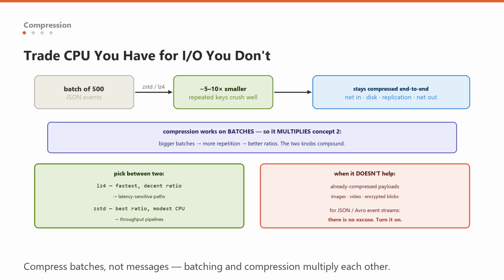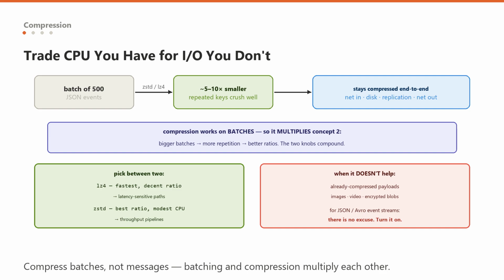The setting is compression type on the producer, and the practical choices are two. LZ4 when you care most about speed, it compresses and decompresses extremely fast with a decent ratio. Zstandard when you want the best ratio for modest extra CPU, often shrinking JSON payloads by 5 to 10 times.